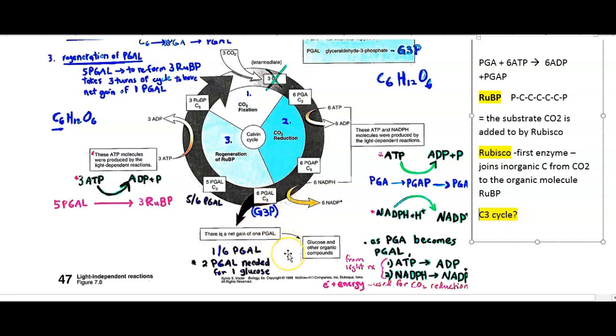So then another PGAL leaves. So now we have 6 carbons. So now we can make glucose. Alright? So let's look over here. The initial light energy from the sun was used to make the ATP, right? Then the NADPH was also made, and now we're converting the solar energy into chemical bond energy.